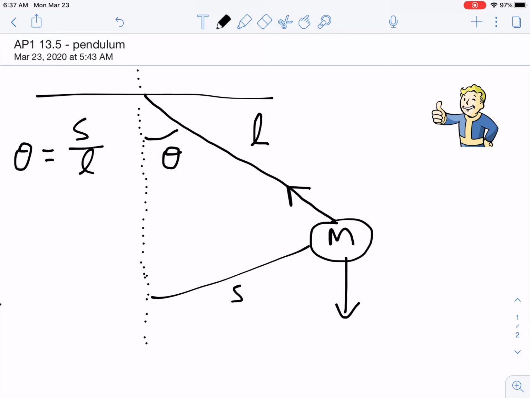Now, what else do we have here? Well, that mass is attached to a string, and there's going to be some force of tension in that string, and vertically speaking, there's going to be some force of gravity. The combination of those two forces will be some force in this direction, and that force in that direction is the restoring force for a pendulum. That is the force that we want to compare to a spring.